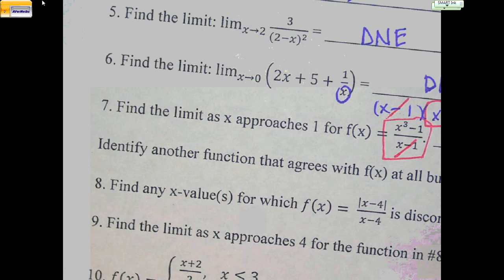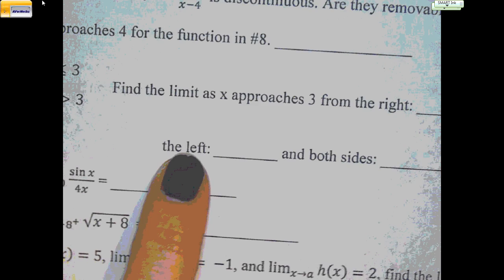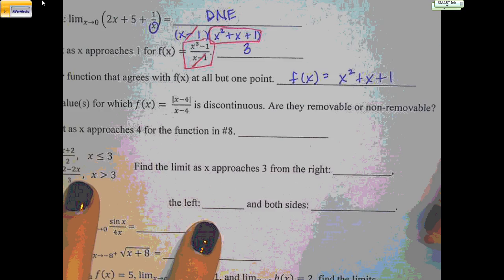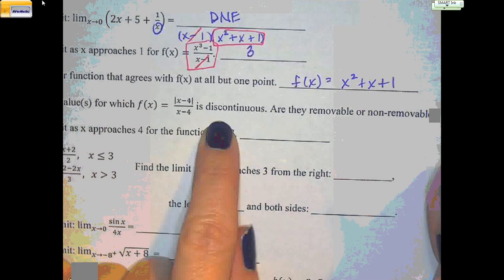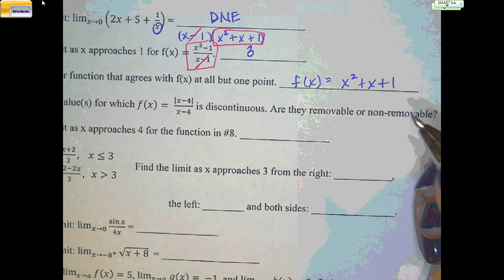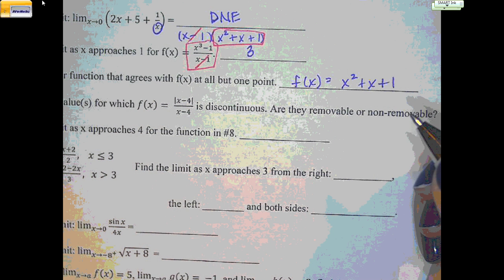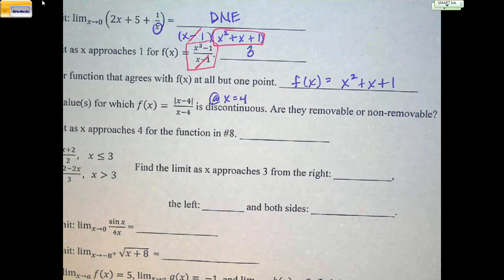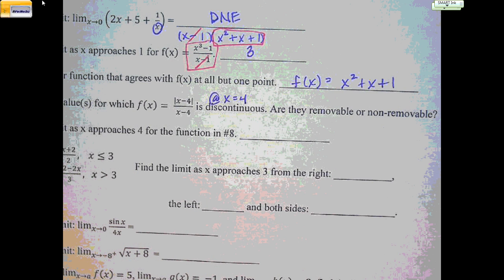Thank you, Bryce. Okay. Number 8. Find any x values for which this equation is discontinuous. Let's just stop there. What can x not be? 4. So there's part of our answer. At x equals 4, it's discontinuous. So far, we're right. Then it says, are they removable or non-removable?